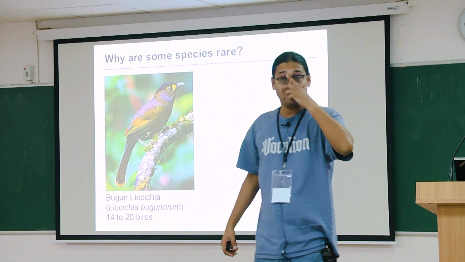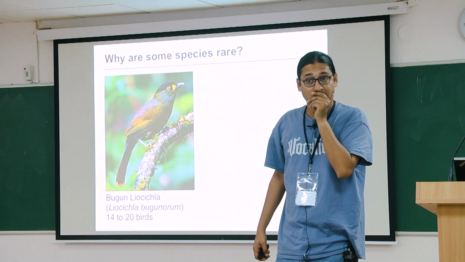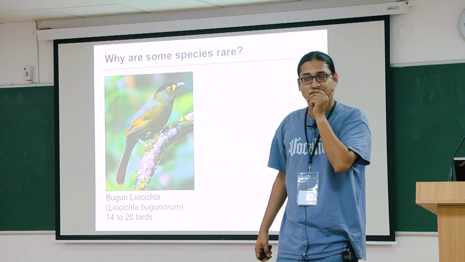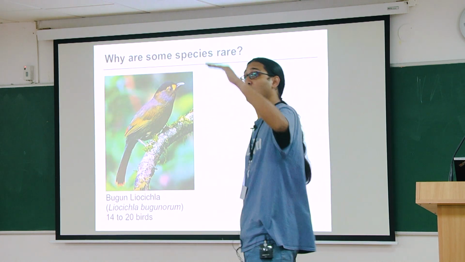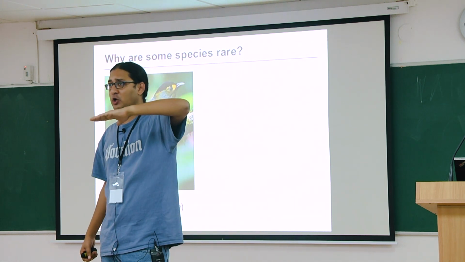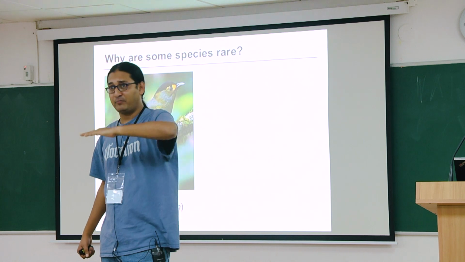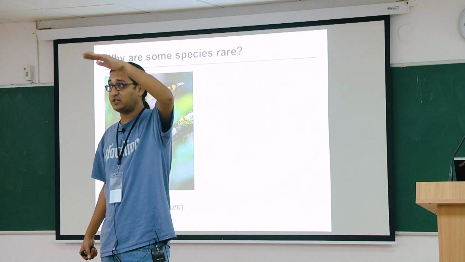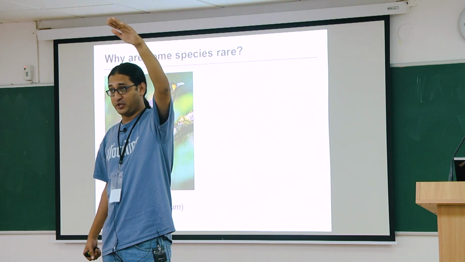Yeah. If the species are top predators, its number would be less compared to other species. Absolutely. So species might be top predators, which means they occupy higher trophic levels. Is everybody familiar with the concept of a trophic level? Yes. You have producers, primary consumers, secondary consumers, tertiary consumers.